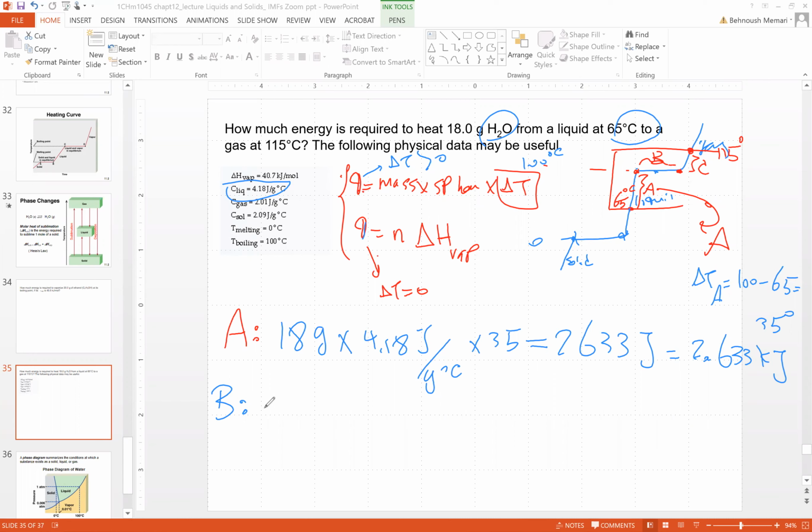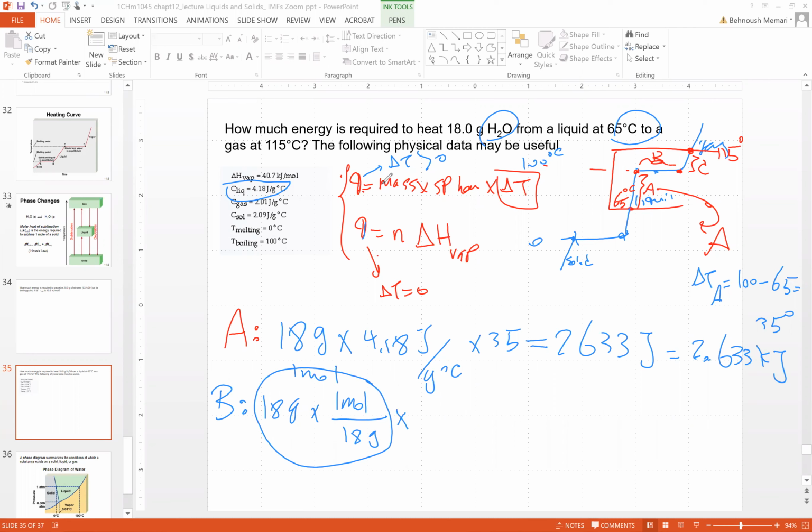So for B, I'm going to need the n. What is the value for n? I start with the 18 grams and multiply that by 1 mole over 18 grams. And this gives me 1, okay? This gives me 1 mole.